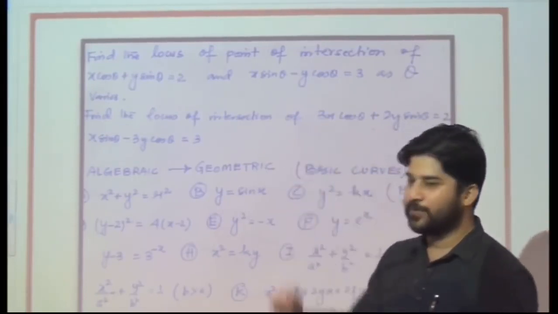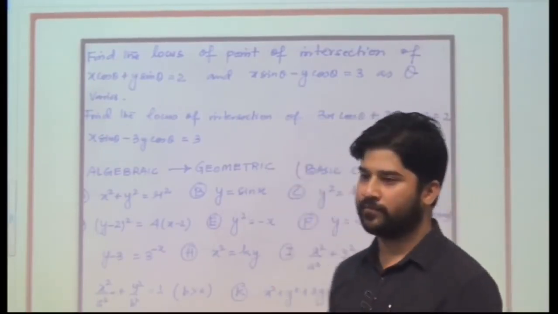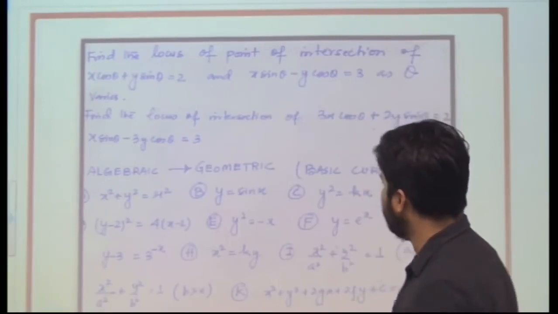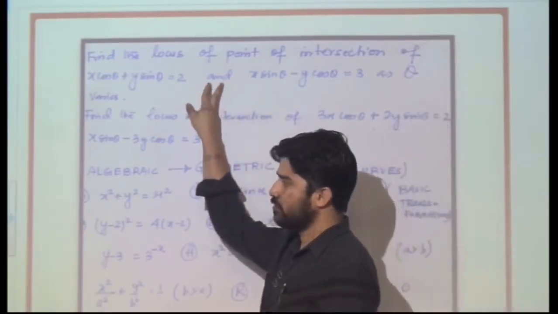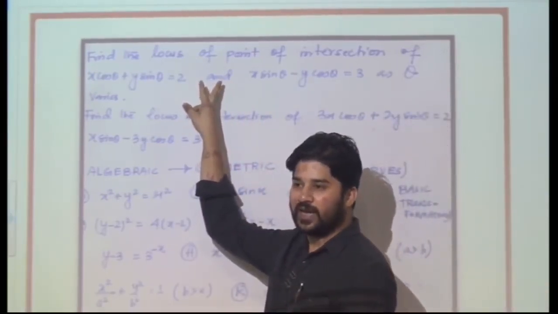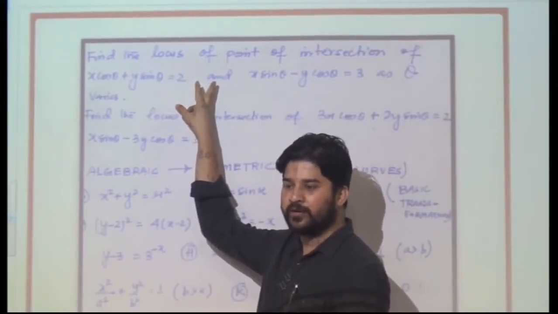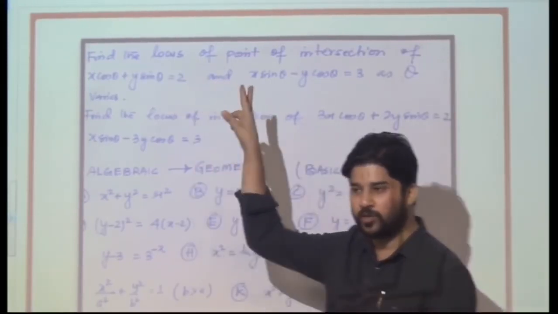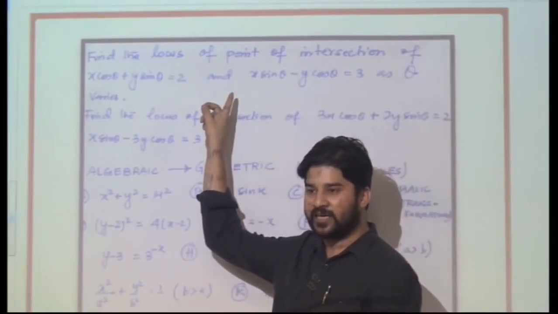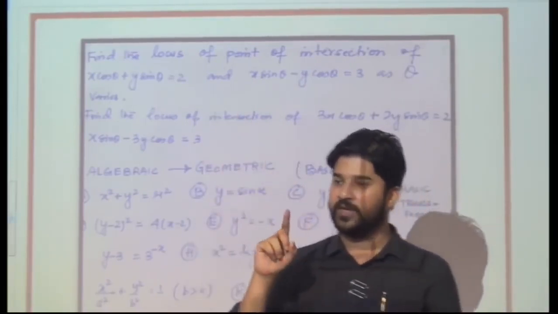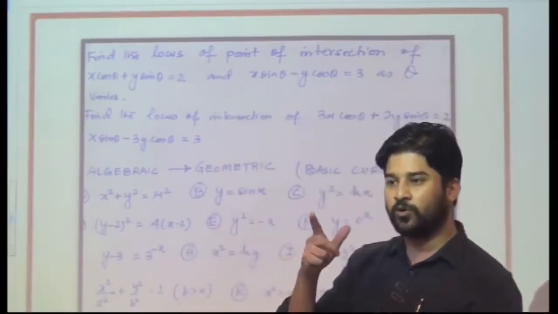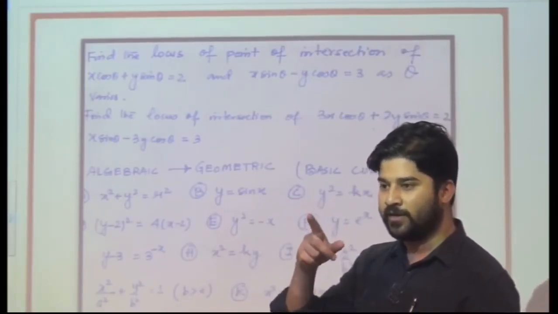First of all, how will you solve this question? You will simply solve these equations and get your x and y. Let the intersection point be h comma k, and then you write your h and k in terms of theta. And then you know what to do. You can eliminate it, right?